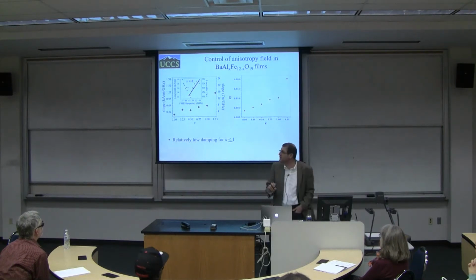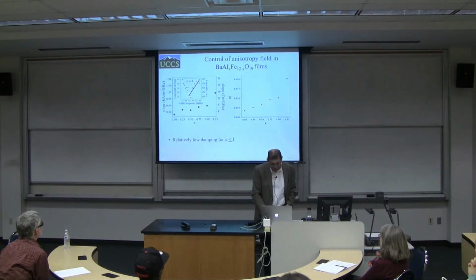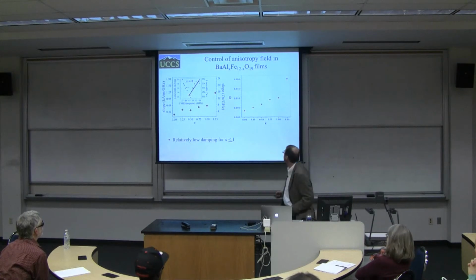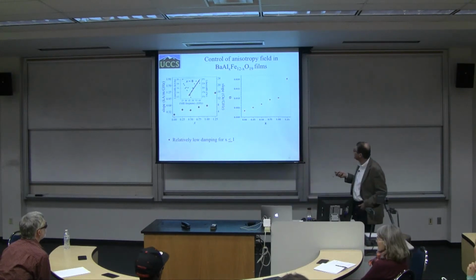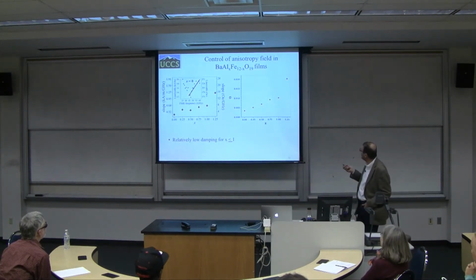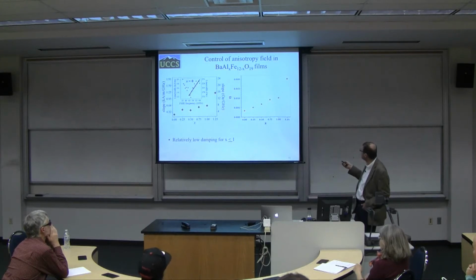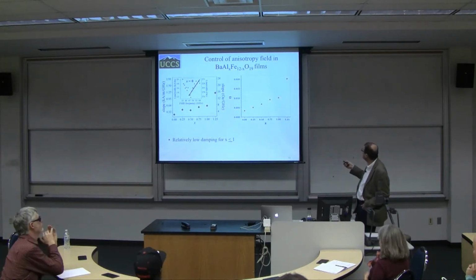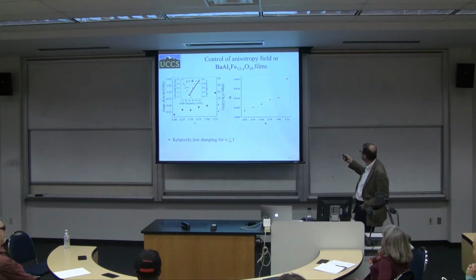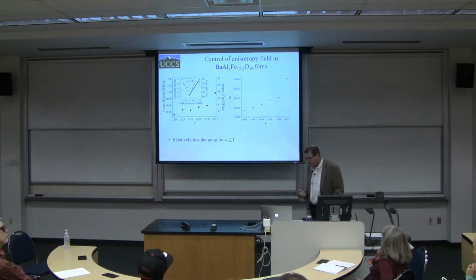I will maybe skip these things because I have one last slide. What we have here is showing you how this alpha in the Landau-Lifshitz equation is changing as a function of composition. I have very small, relatively small damping for the small content of aluminum. As I'm increasing it, it's getting bigger and bigger. And then above 1.25, I have a big jump, and I cannot measure it anymore.